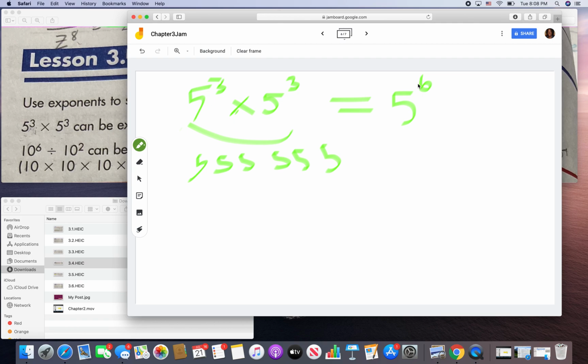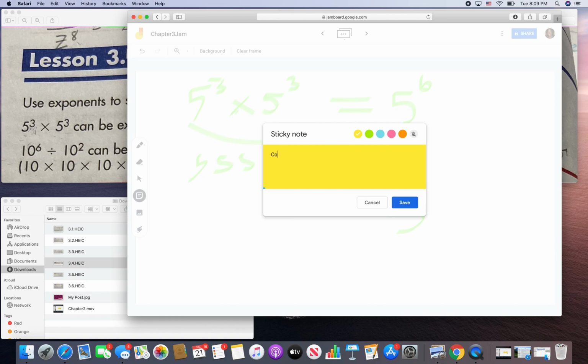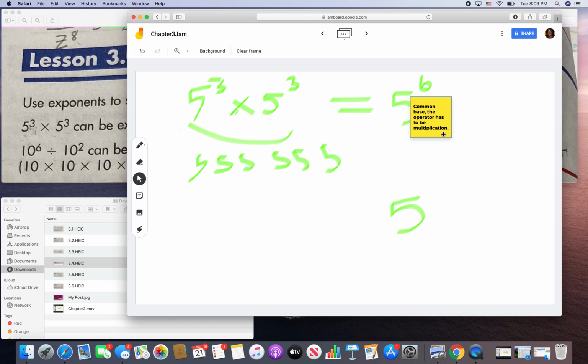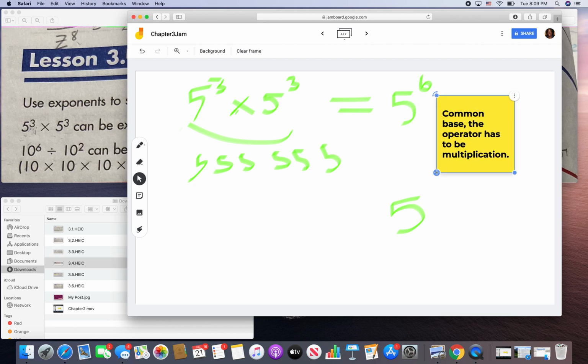It's very valuable because when you have very complicated expressions, the requirement is it has to have a consistent base. The base here is 5. The exponent can be positive or negative, but it has to have a common base. Let's write that. The trick here is you have to have a common base, and the operator has to be multiplication. For example, this does not work with addition. This is true for multiplication, and you will see for division.